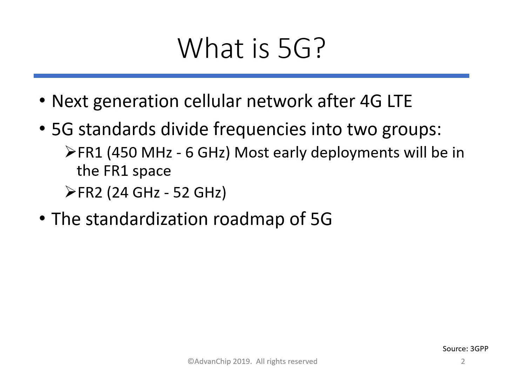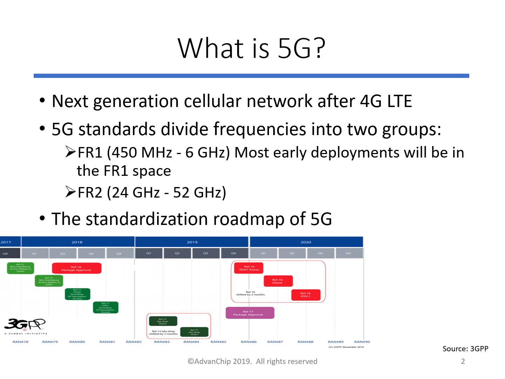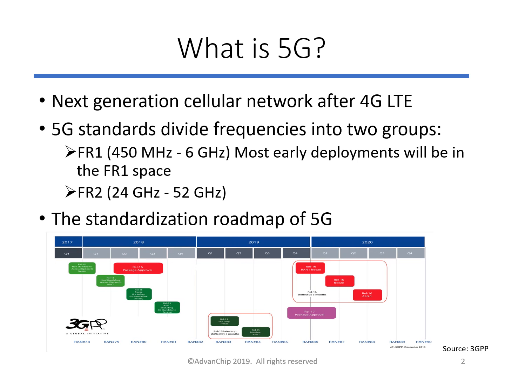What is 5G? 5G is the next generation cellular network. The 5G standard divides frequency into two groups, FR1 and FR2. Most early deployment will be in the FR1 space. Research is ongoing into using FR2 frequency, which is also known as millimeter wave frequency. 5G standardization is still progressing. New work is still under development, such as antenna, advanced sleep modes, etc.